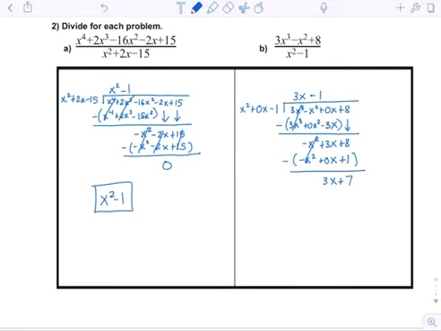So our answer is going to be this top one, 3x minus 1, plus, now it's the remainder over what we're dividing by. And we're dividing by x squared minus 1. So in the denominator, x squared minus 1. And there's your guys' answer. Alright, so that's problem number 2.